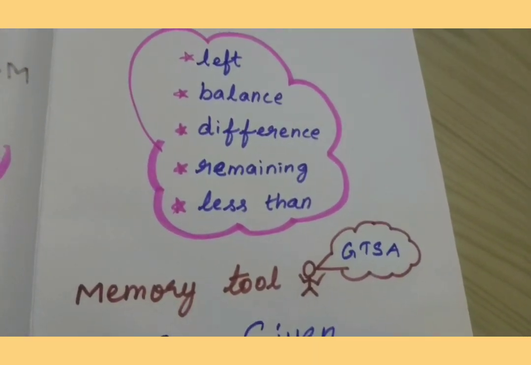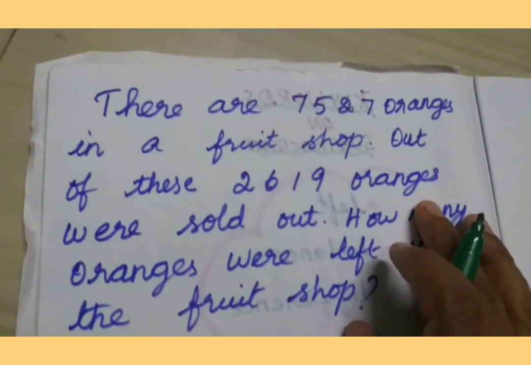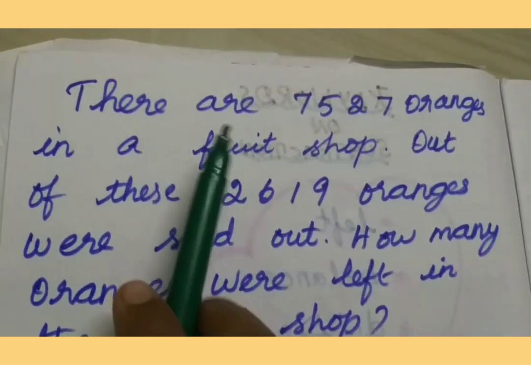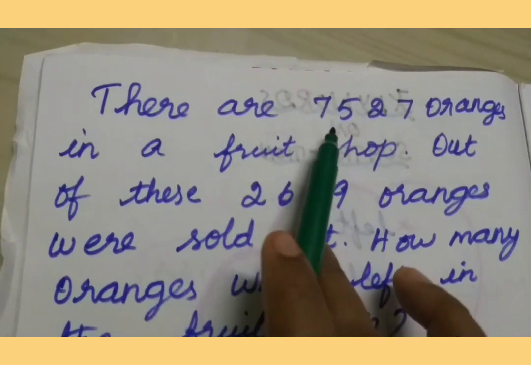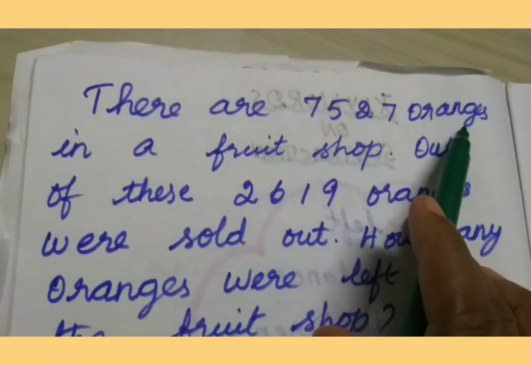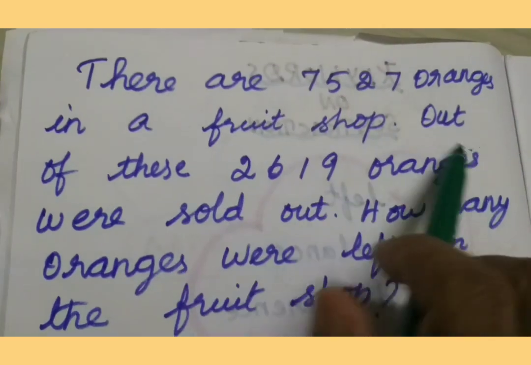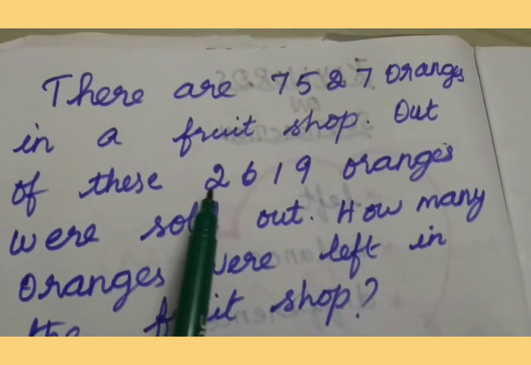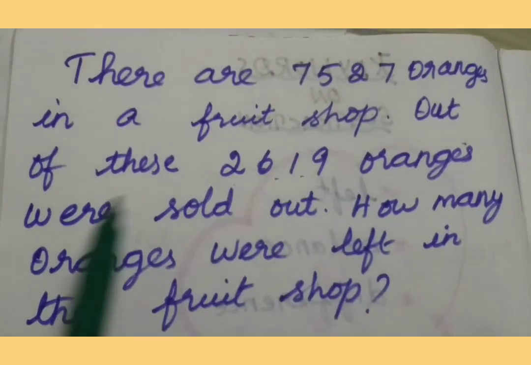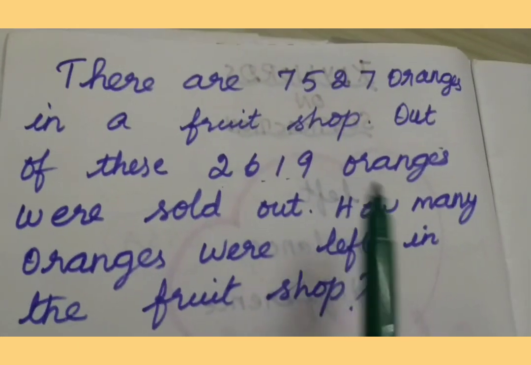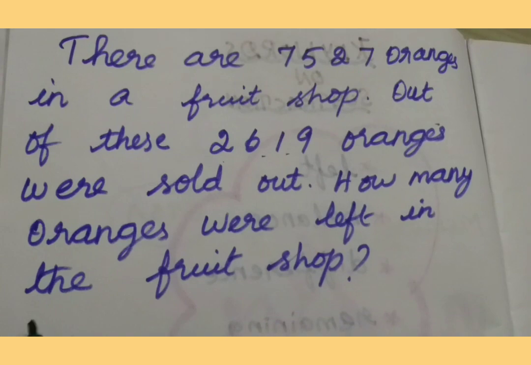Isn't it? Students, here one question is there. All of you read this question carefully. There are 7,527 oranges in a fruit shop. Out of these, 2,619 oranges were sold out. How many oranges were left in the fruit shop?